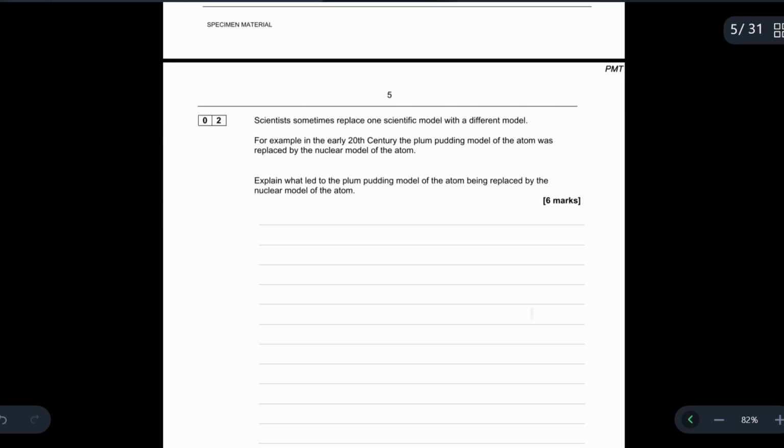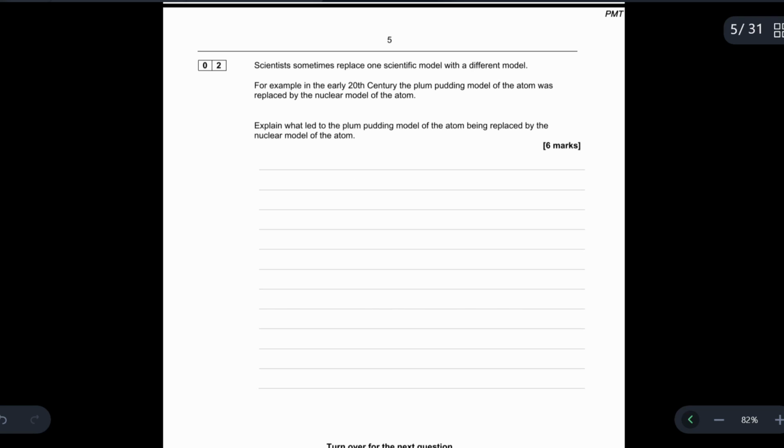Okay, question 2 then. Scientists sometimes replace one scientific model with a different model. For example, in the early 20th century, the plum pudding model of the atom was replaced by the nuclear model of the atom. Explain what led to the plum pudding model of the atom being replaced by the nuclear model of the atom. Okay, so here we've got a 6-mark question.